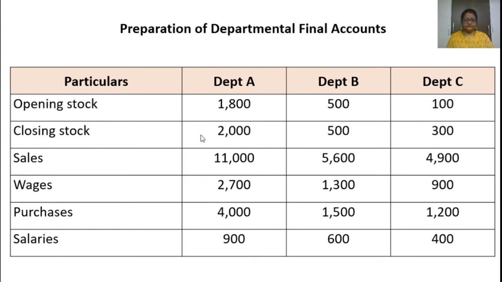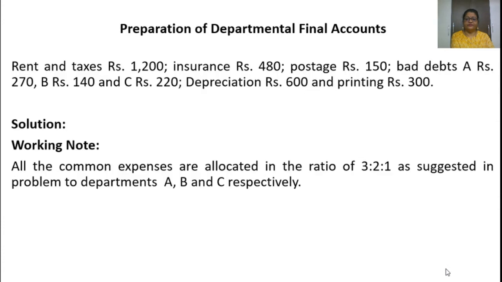Particulars are given. Opening stock of A 1,800, B 500, C 100. Then closing stock 2,000, 500 and 300. Sales 11,000, 5,600, 4,900. Wages 2,700, 1,300, 900. Purchases are 4,000, 1,500, 1,200. Salaries 900, 600, 400. So when these are given individually, we write them individually for each department.